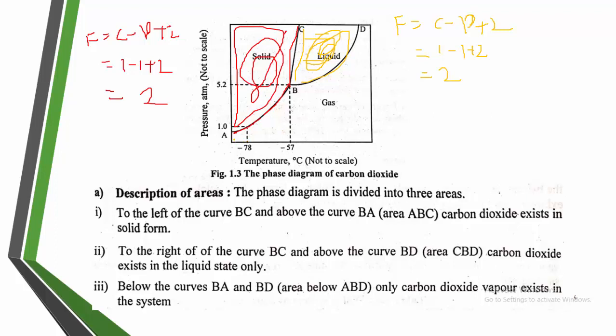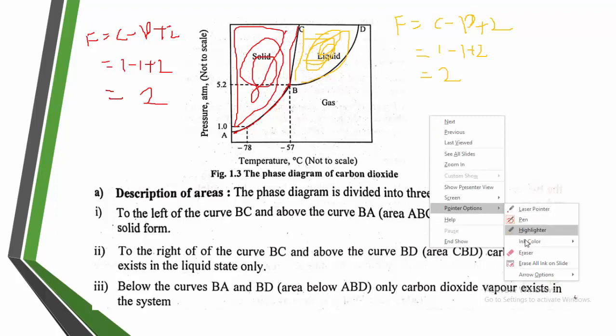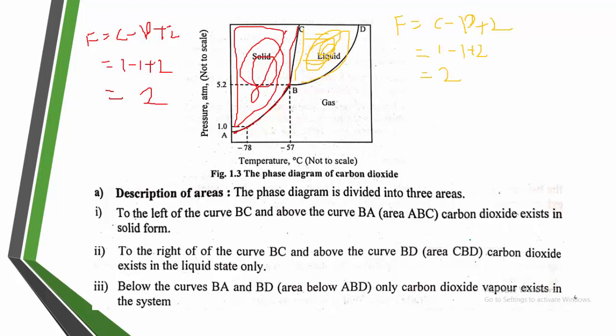Now come to the area of A, B, D, meaning the area below BA and below BD. Again I will change the color of this pointer, then we can easily detect. Now this is the area, below this AB and below this BD. So this whole area is called the gas. It means carbon dioxide is in the gas form.